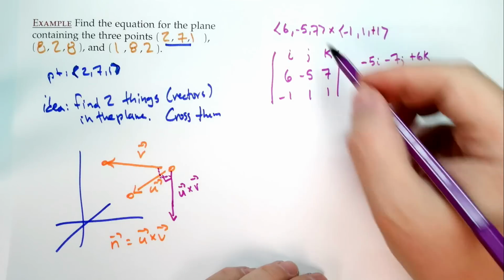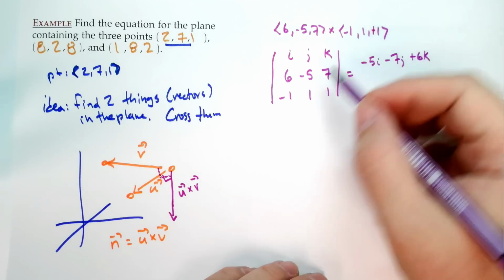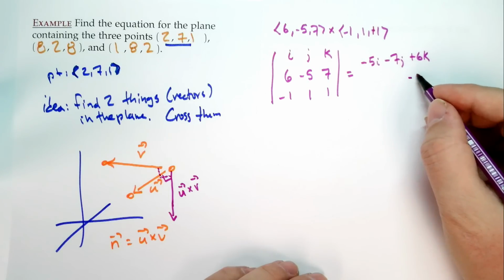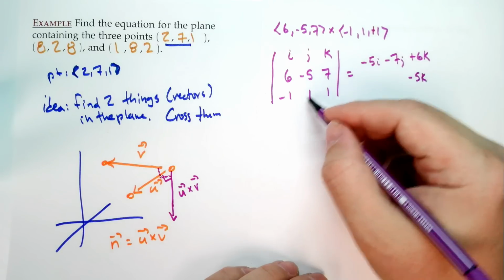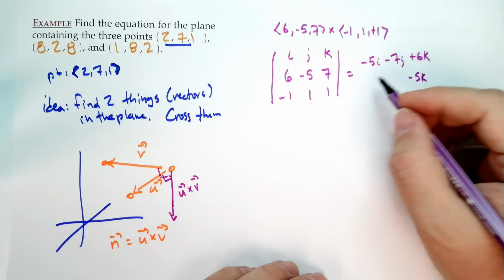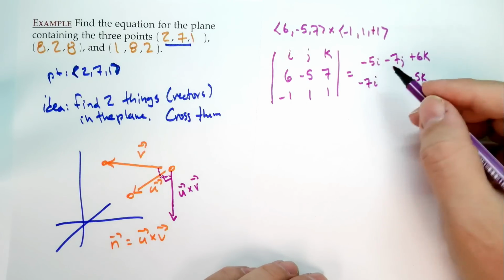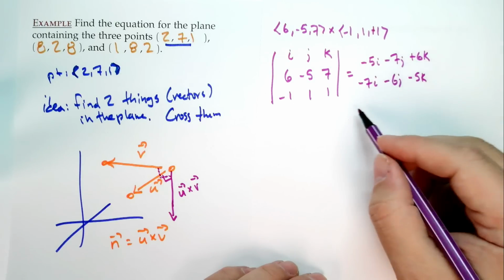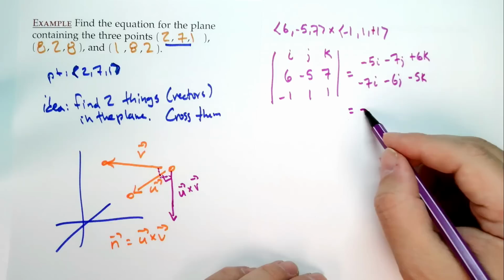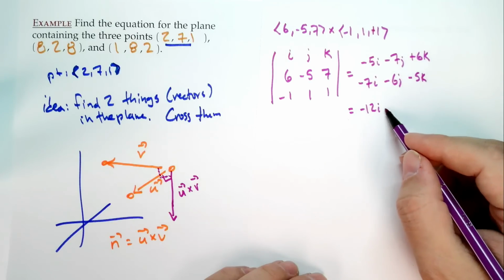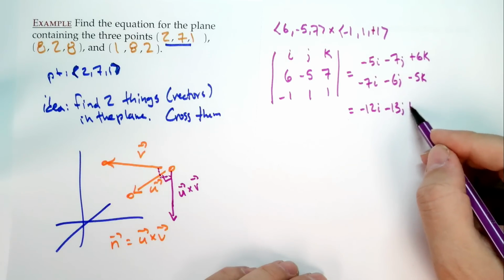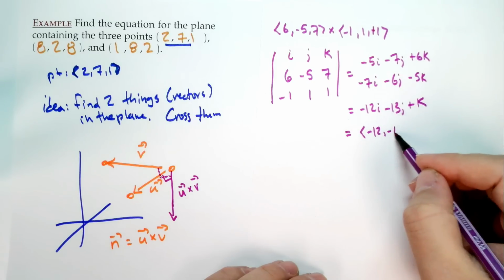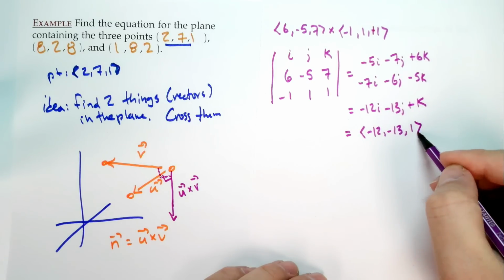So that's the downs. Now the ups, and remember the ups we're going to subtract. So if we went up, we'd have +5k, but we subtract, so -5k. Here we'd have +7i, but we subtract, -7i. Here it's +6j, but we subtract, -6j, which would give us -12i, -13j, plus k, or (-12, -13, 1).